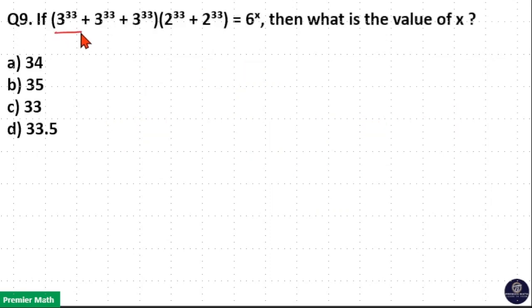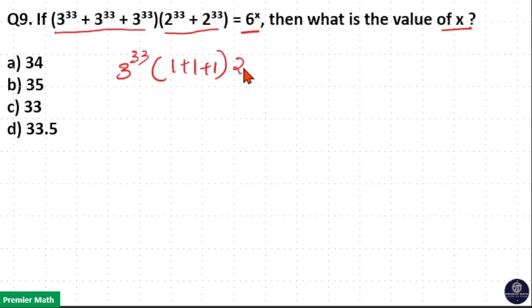If 3 raised to 33 plus 3 raised to 33 plus 3 raised to 33, into 2 raised to 33 plus 2 raised to 33, is equal to 6 raised to x, then what is the value of x? Here, if you take the 3 raised to 33 outside, inside will become 1 plus 1 plus 1, which is equal to 3.